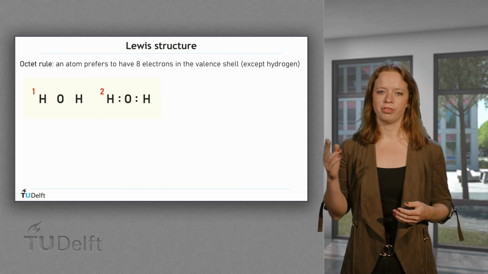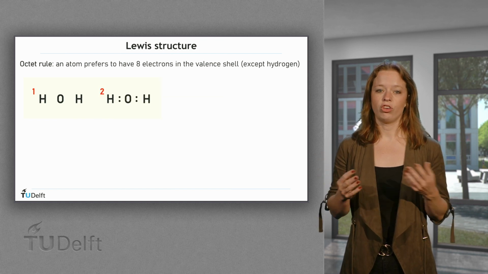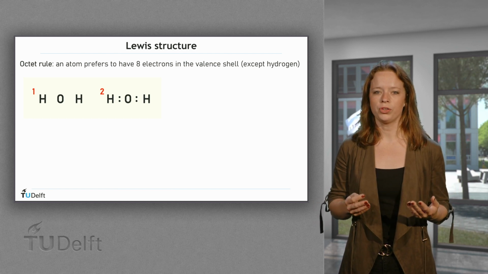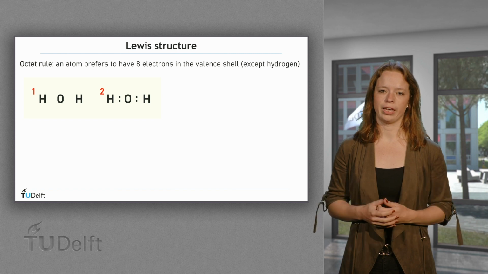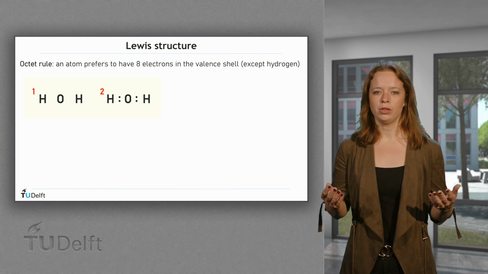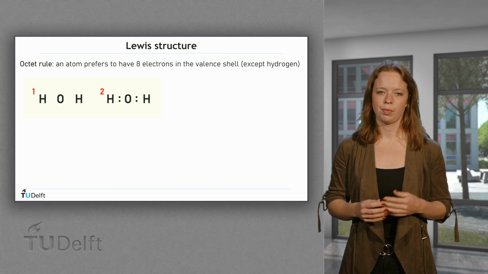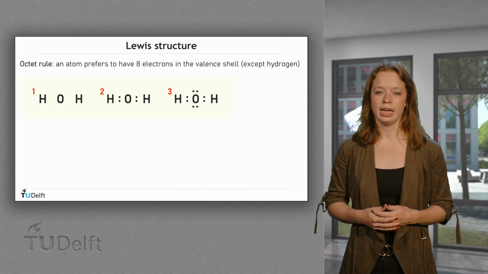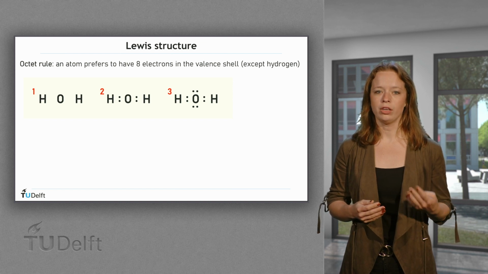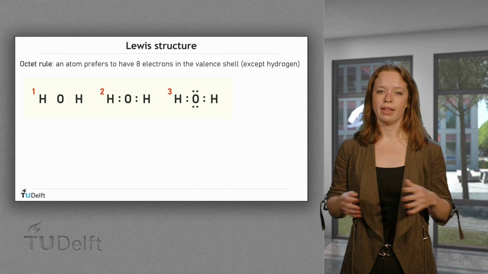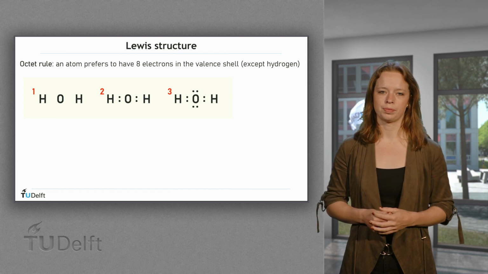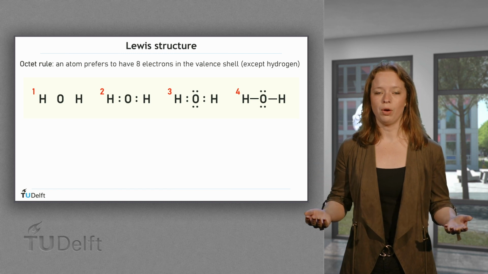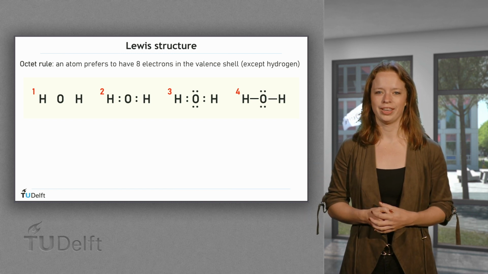Then we draw dots for the valence electrons that are shared. Each hydrogen atom shares 1 electron with oxygen, and the oxygen atom also shares 1 with each hydrogen atom. The atoms are now bound with a single bond. Next, we need to complete these octets with the remaining electrons. In this case, we had 8 minus 4 is 4 electrons left, and they all go around the oxygen atom. One line represents a single bond between atoms, so now our Lewis structure for water is finished.